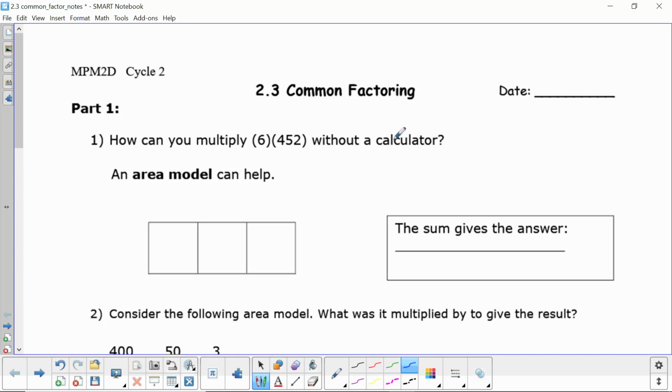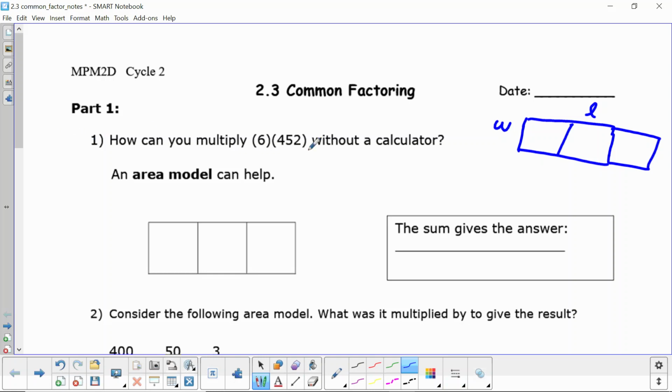Hello, in today's lesson we are going to do factoring, but this is common factoring. When we are dealing with factoring, we are looking for the length and width of a box model. For a box method, we could have 2 by 2 or 1 by 2, 1 by 3. And for common factoring, it will be either 1 by 2 or 1 by 3, and we want to find the length and the width. Then we call this common factoring.